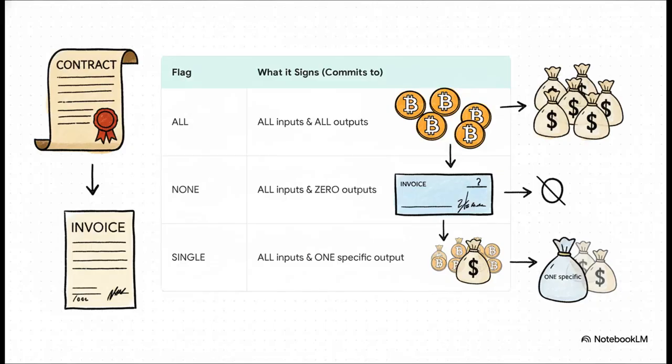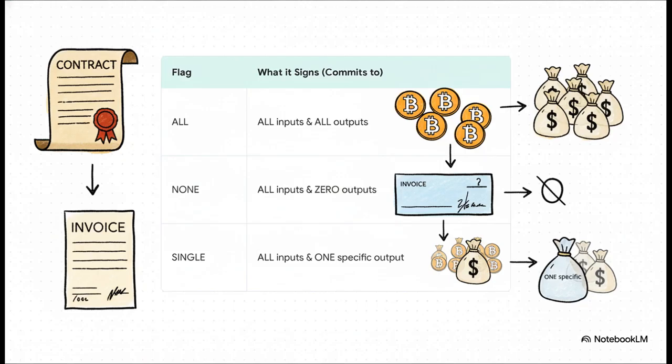So let's break down the three main flavors. You've got ALL, which we've been talking about. That's the full contract, everything's locked. Then you have NONE, which is kind of like signing a blank check. You're committing the funds, but you're not saying where they have to go. And finally, there's SINGLE, which is like paying one specific invoice. You lock in your funds and one specific payment, but you leave the door open for other payments to be added to the deal.